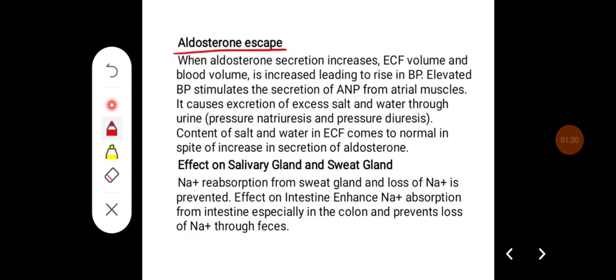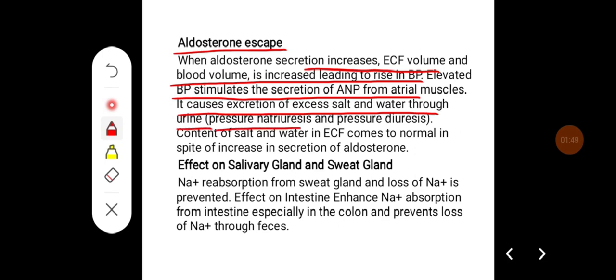Aldosterone escape. When aldosterone secretion increases, extracellular fluid volume and blood volume increase, leading to a rise in blood pressure. Elevated blood pressure stimulates secretion of atrial natriuretic peptide from atrial muscles, and it causes excretion of excess salt and water through the urine, which is called pressure natriuresis and pressure diuresis. So the content of salt and water in ECF becomes normal in spite of the increase in secretion of aldosterone, which leads to prevention of edema. This is called aldosterone escape.